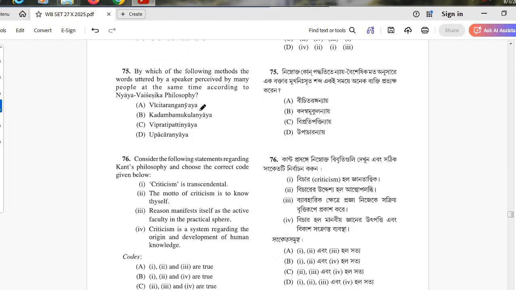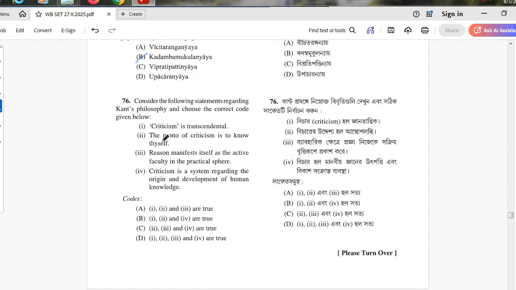Question 75. By which of the following methods are the words uttered by a speaker perceived by many people at the same time, according to Nyaya Vaisheshika philosophy? Vichitaranga Nyaya, Kadamba Mukula Nyaya, Viprotipatti Nyaya and Upachara Nyaya. Question 75, the correct answer is Kadamba Mukula Nyaya.